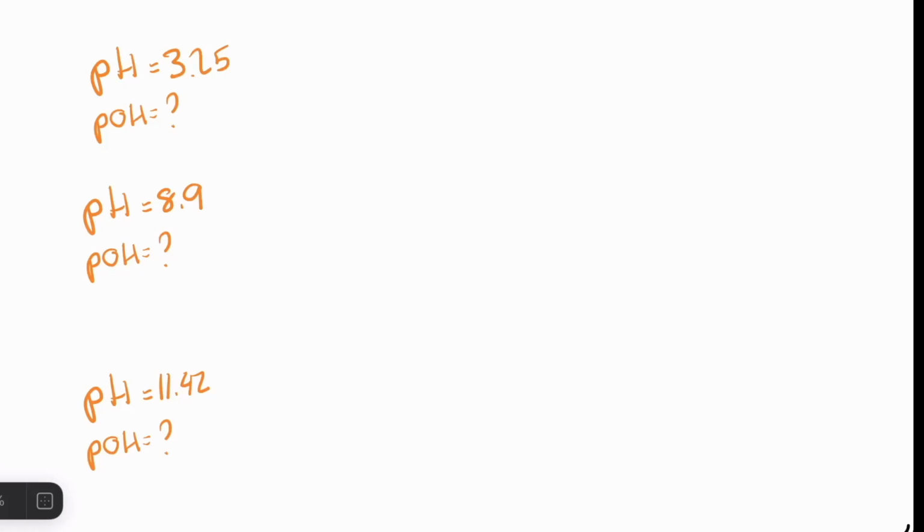If we have a pH of 3.25, what is the pOH? In order to solve this, we need to know that pH plus pOH is equal to 14. Now if we rewrite this so that pOH is all by itself, we get pOH equals 14 minus pH. So to find pOH, we subtract our pH from 14.